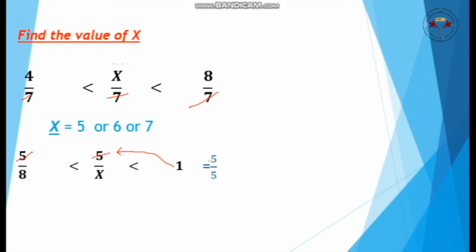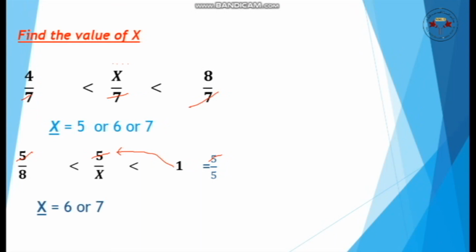Okay. Now I want to figure out the x. X means dots. X means a number that I don't know. This number is lying between 5 and 8. So count after 5 to reach 8. After 5: 6 or 7. So the value of x is 6 or 7.